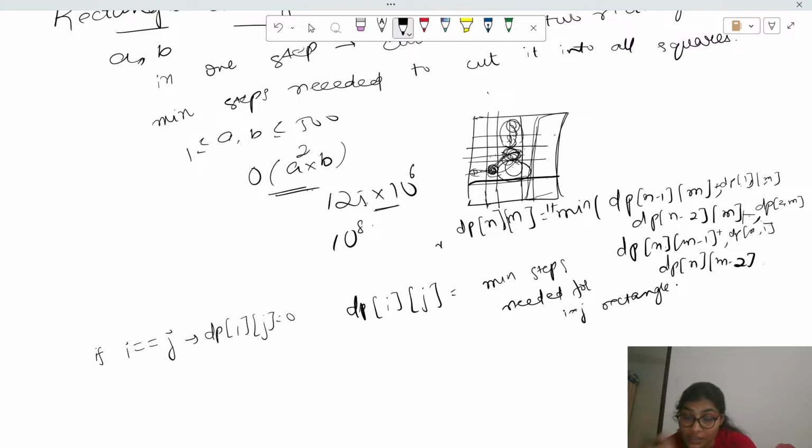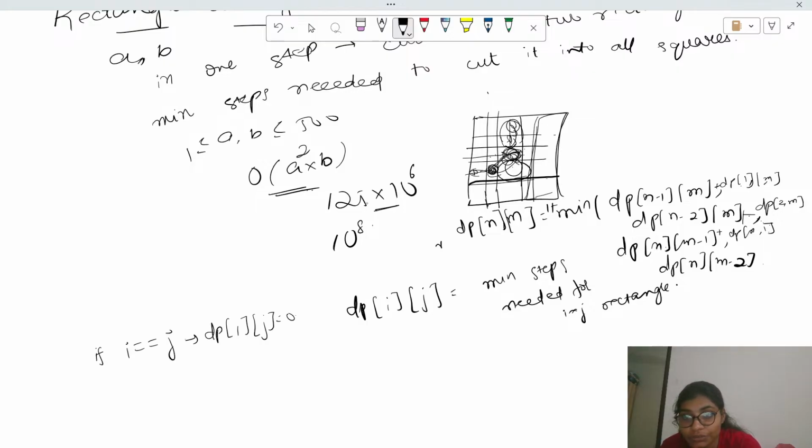For every state, we would need n plus m. This is a strict bound. Okay, but we can do that. We need just n plus m.